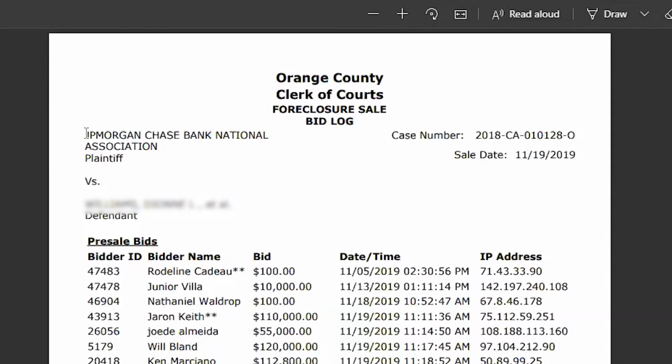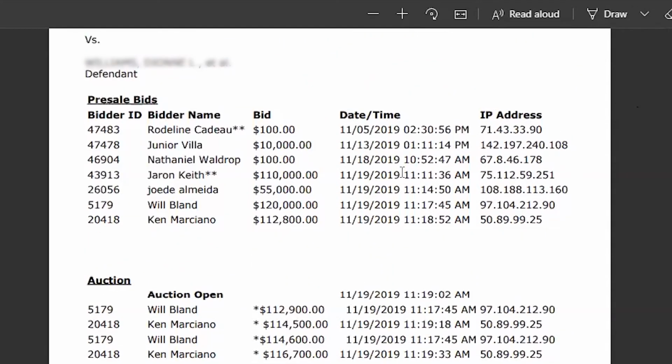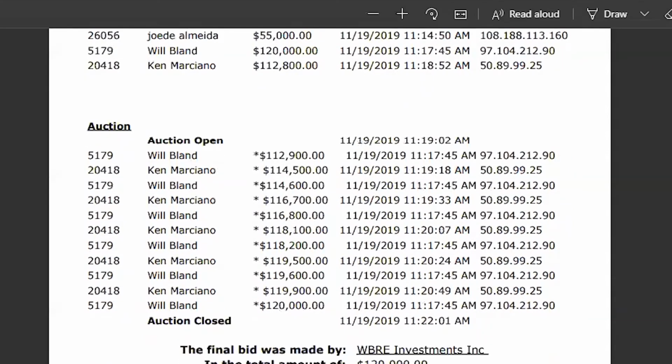And again, reconfirming it's a big bank. I'm looking at the defendant, and again, it doesn't look like an estate. And if I come down to here, I can see what everybody's bidding. Well, they bid this thing up. Now, what's happening here?